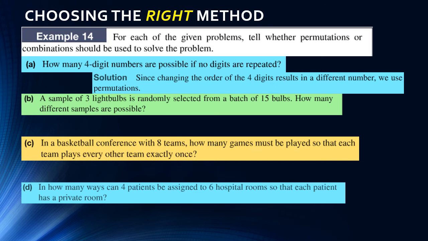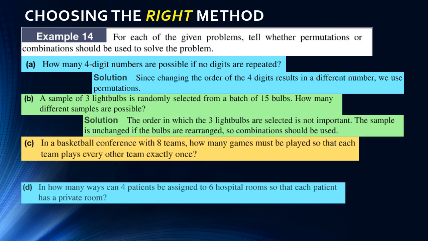A sample of three light bulbs is randomly selected from a batch of 15. So you have three light bulbs in this sample that you're going to test. If you move them around in your sample kit, it does not give you a different sample, right? And that is one of our clue words, sample. So this is a combination.